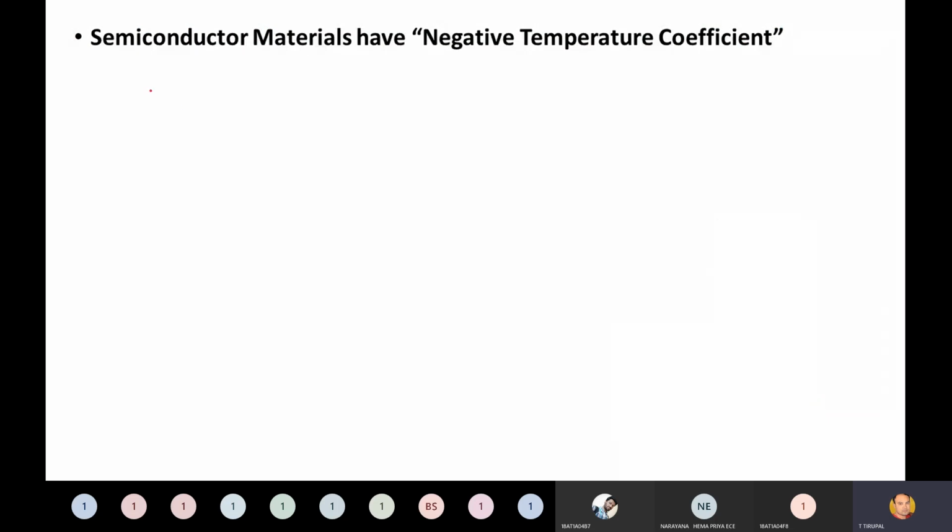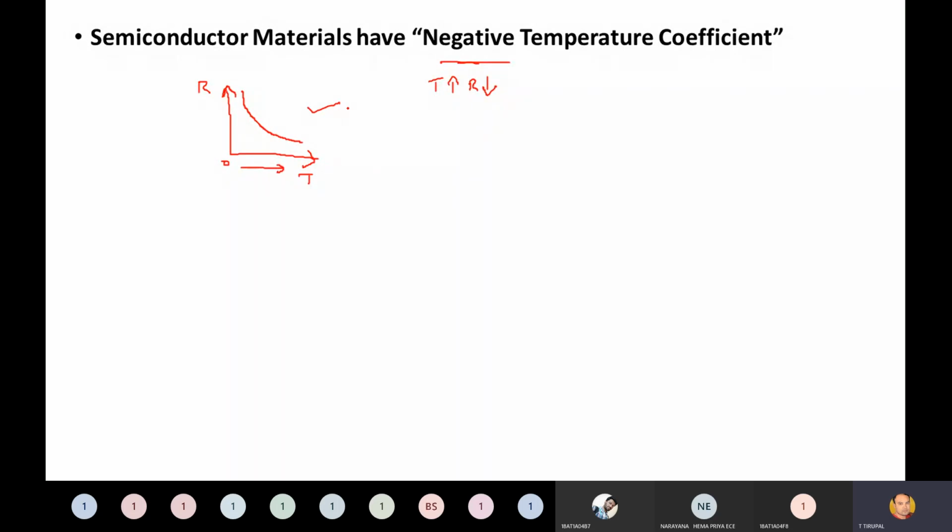Negative temperature coefficient means it's a relation between temperature and resistance. What does negative mean? As temperature is increased, what happens to resistance? It decreases. As temperature is increased, resistance decreases. This is called negative temperature coefficient. So what should be the graph here? As temperature increases from 0, the resistance should decrease like this. So this is the graph for negative temperature coefficient.